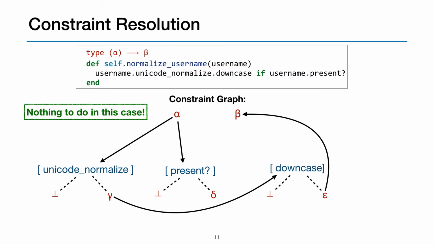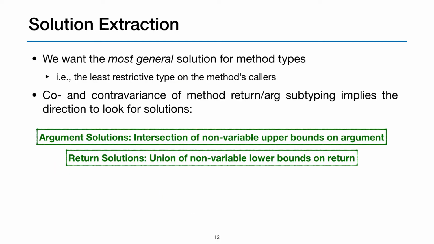Now at this point we would typically perform constraint resolution, which involves applying rules like transitive closure to generate new constraints. In this case, our example is so simple that we don't actually have to do anything here, but we'll see an example of constraint resolution in a minute. And finally, we perform solution extraction to generate the most general possible type for a method. By that we mean the least restrictive type on the method's callers.